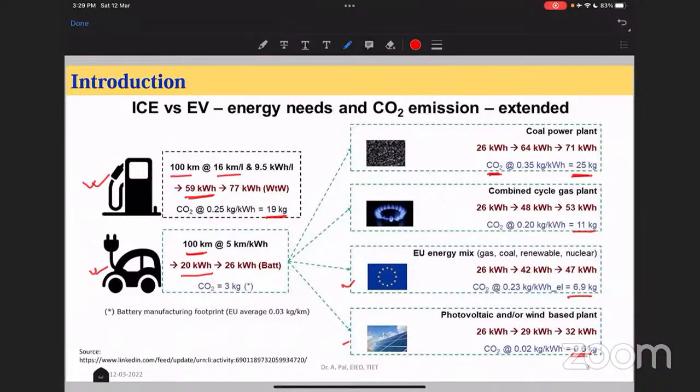So when we are talking about electric vehicles, we must consider their whole life cycle. Once an electric vehicle is just produced, before it is bought by someone else, at that time it has also developed some CO2 emissions during its battery production. So those things we must consider. So this is one slide.